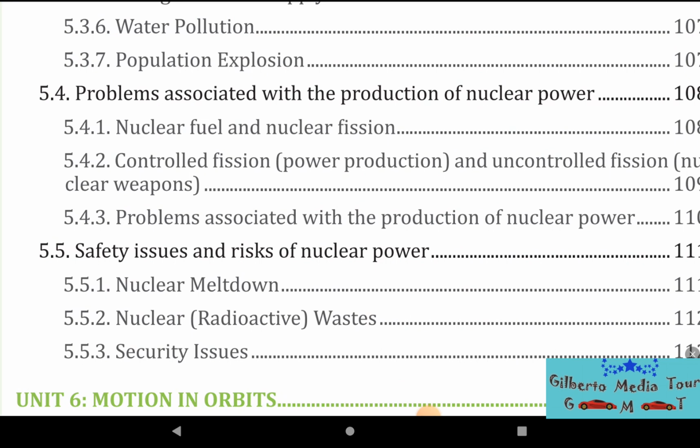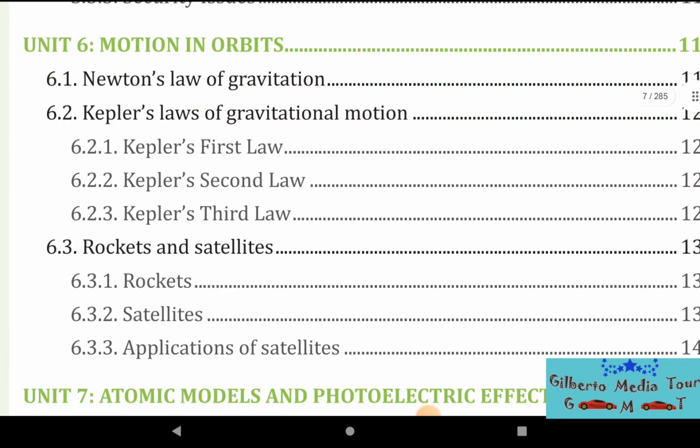Like in nuclear power also, problems associated with the production of nuclear power. We know what is nuclear power. Is nuclear power fossil fuels or not? We shall see. And safety issues and risks of nuclear power. And this is what is included in the fifth unit.